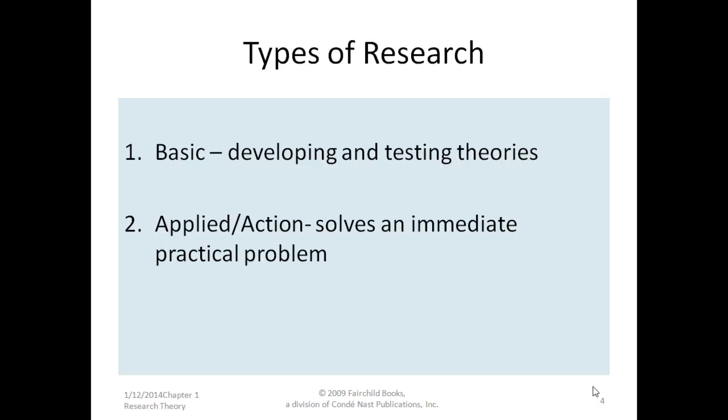Now we're going to look at two types of research that are used: basic and applied, and action research. Basic research is testing and developing theories. An example of this would be to cure cancer. And to do that, you have to study cancer cells.